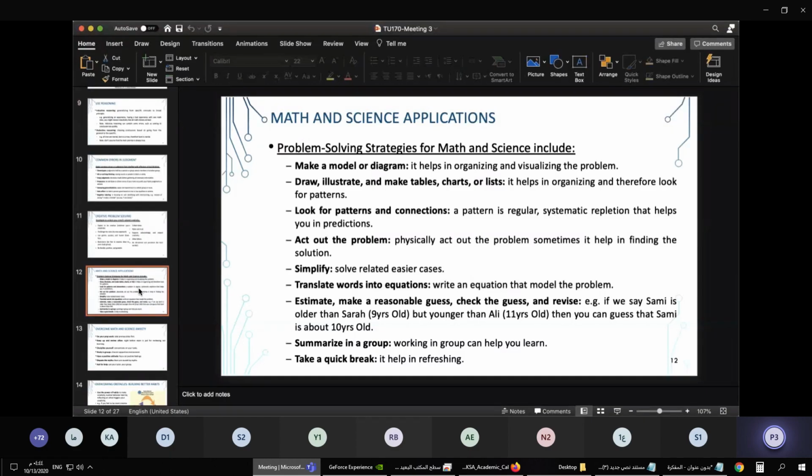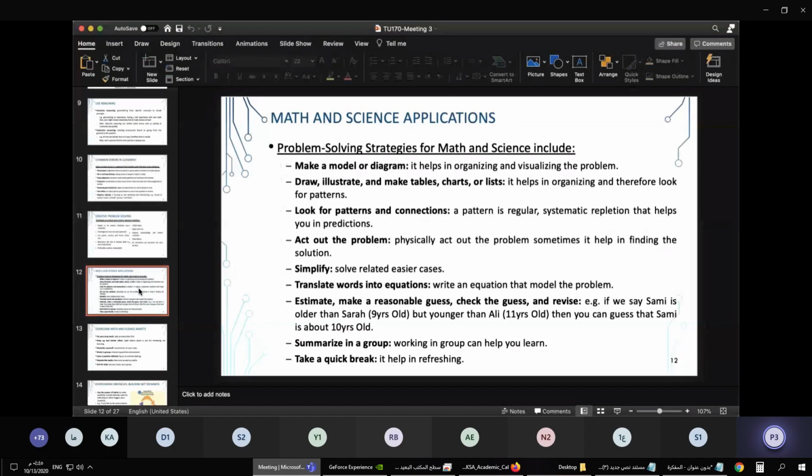A pattern is a regular systematic repetition that helps you in prediction. Sometimes when you solve a math equation, you find specific patterns that are always happening, always showing you while you are solving these problems, that would help you to predict the solution. Act out the problem, physically act out the problem, shout. Sometimes it helps in finding the solution.